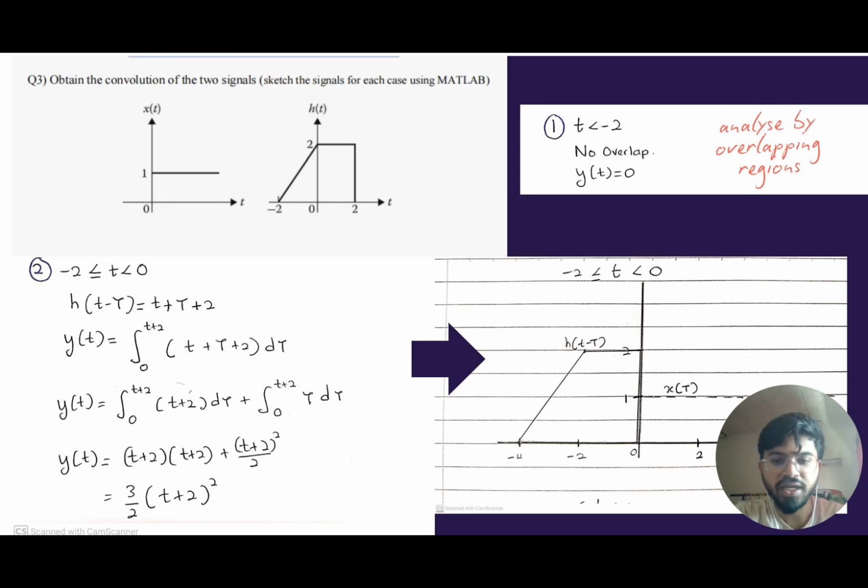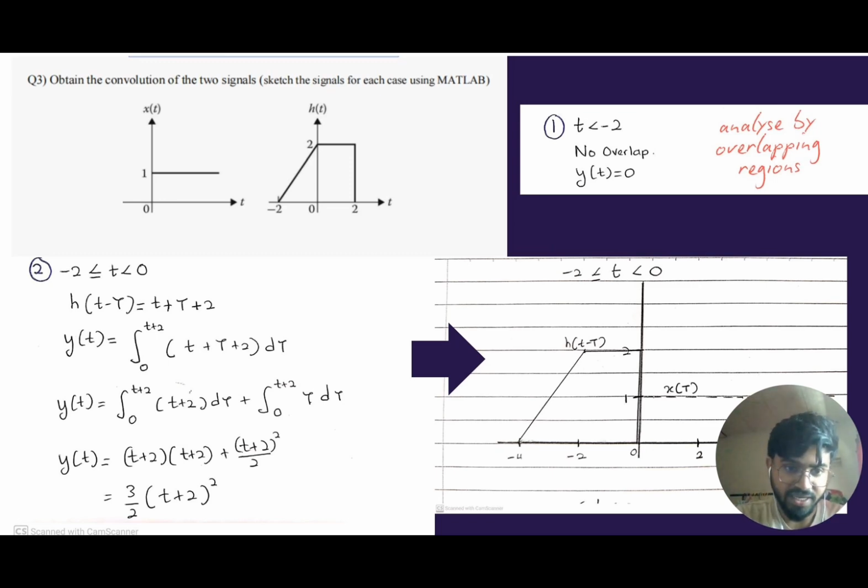The convolution integral that we discussed in the previous slide is solved analytically by splitting y(t) into four distinct cases based on the value of t. Here in this slide we can see two cases. First case is t less than -2 and there is no overlap, so y(t) is equal to 0.